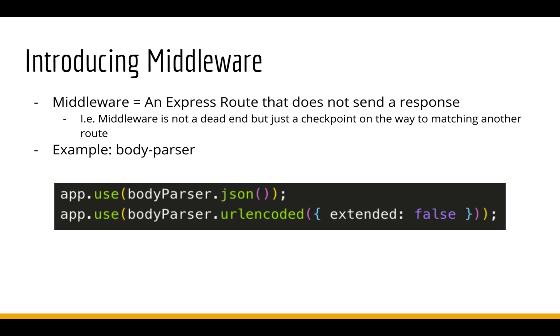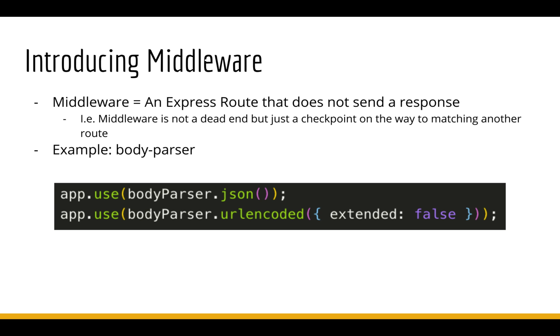So we're getting to this idea of middleware in Express. Middleware is essentially a route that does not send a response. Most of the routes that we've been using so far always had to end with res.send or res.render, because the entire point of having a route is to respond to a request. But middleware is, by its very nature, not meant to send a response, but just do some sort of processing for later routes.